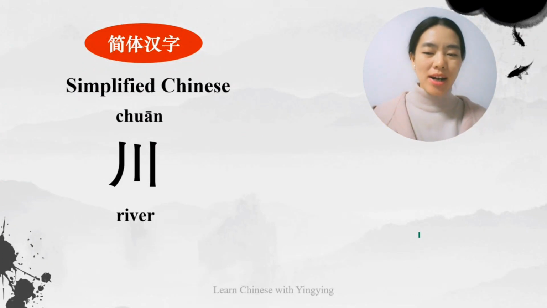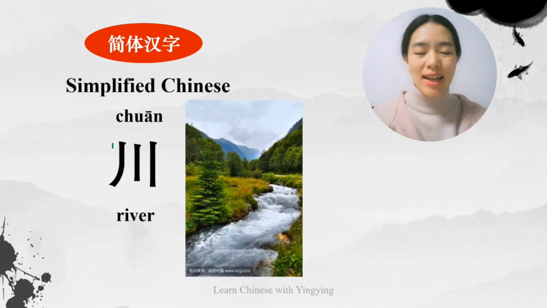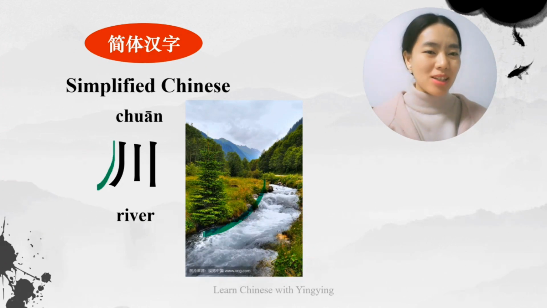The next word we are going to learn is Tron. Tron, it means a river. So basically, it's just 3 lines, but the left one is with a little bit of curve. So it's like the shape of the river with a little bit of curve.